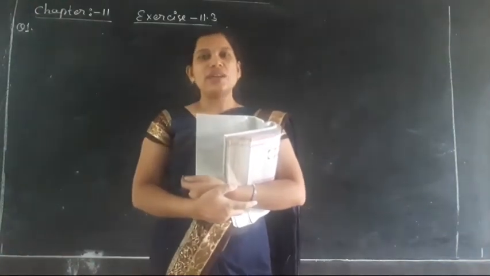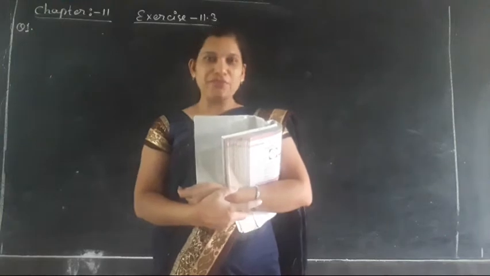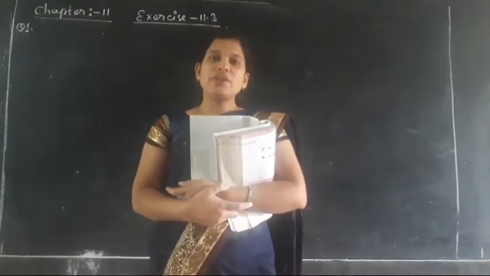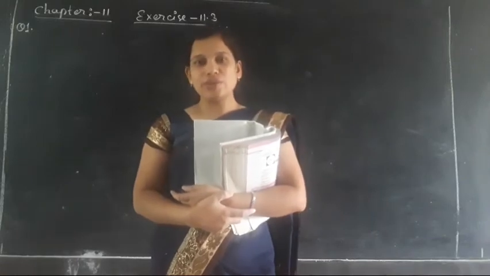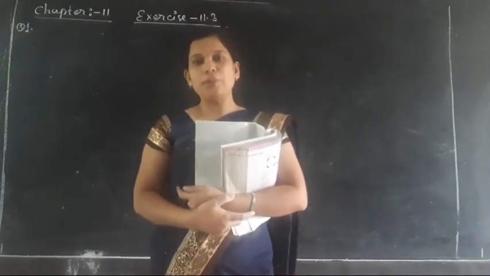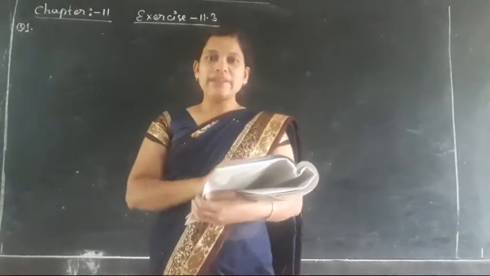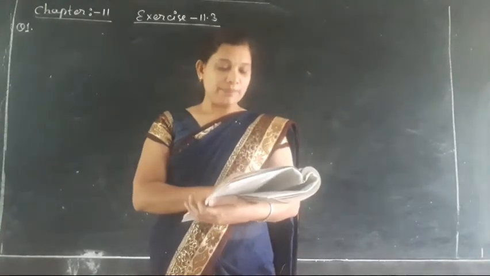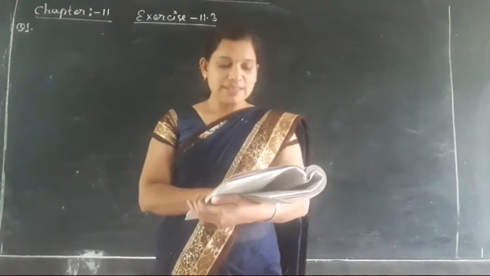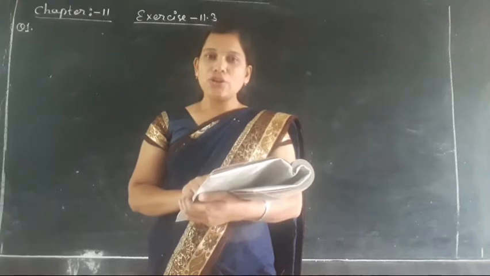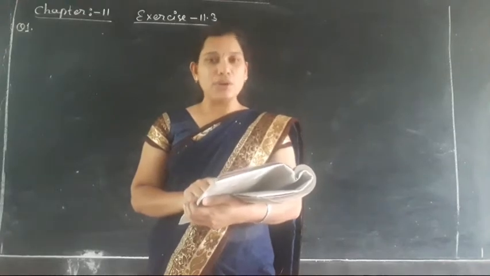Here we are going to start exercise 11.3 from chapter number 11, perimeter and area. In the previous video, we had completed exercise 11.1 and 11.2. Hope you understand. So here is the first question from chapter 11, exercise 11.3. First question: find the circumference of the circle with the following radius. The value of pi is given as 22/7.